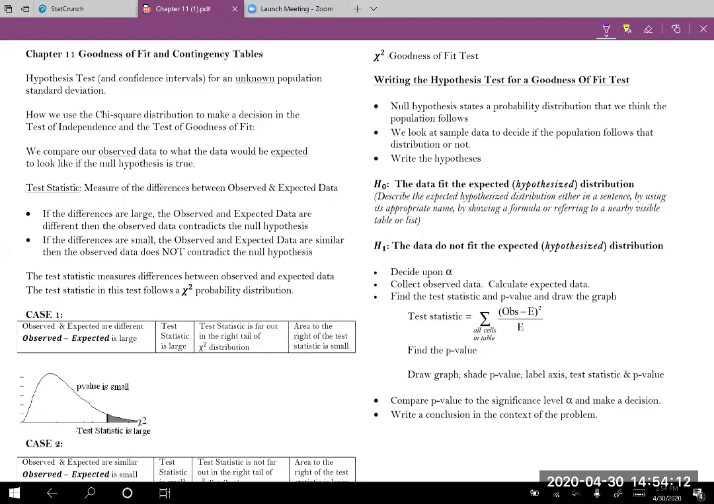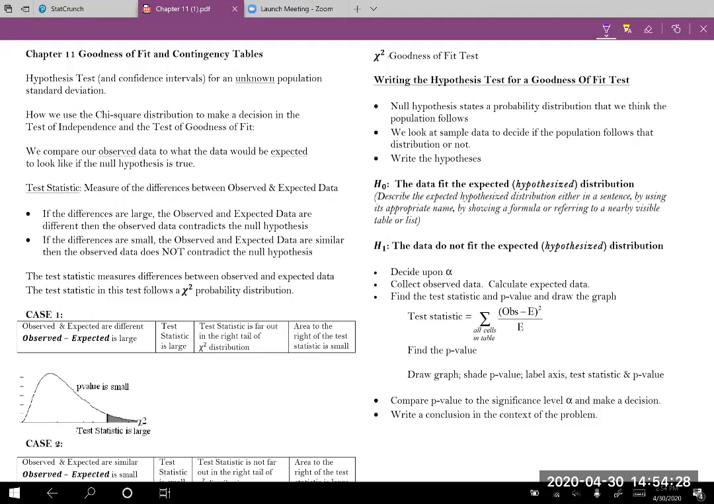Chapter 11, Goodness of Fit and Contingency Tables. Hypothesis test and confidence interval for unknown population standard deviation. We have used the chi-square distribution to make a decision in the test of independence and test of goodness of fit.